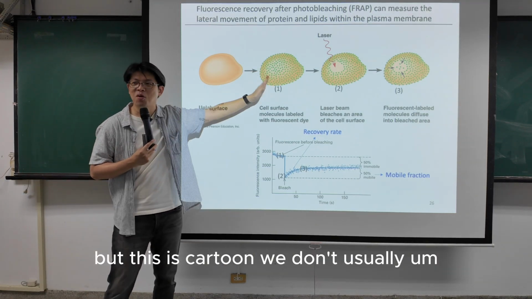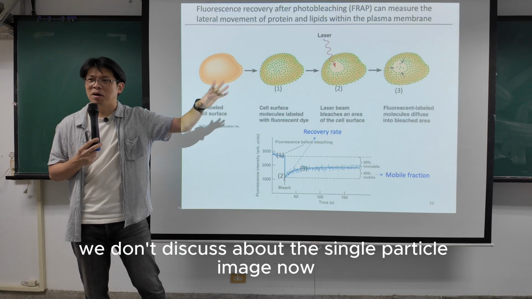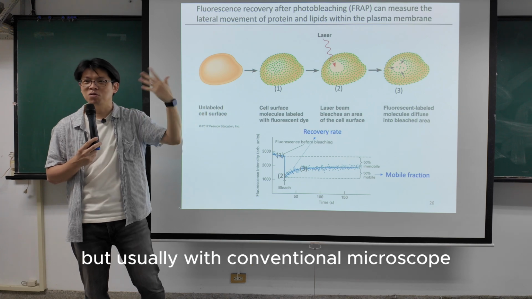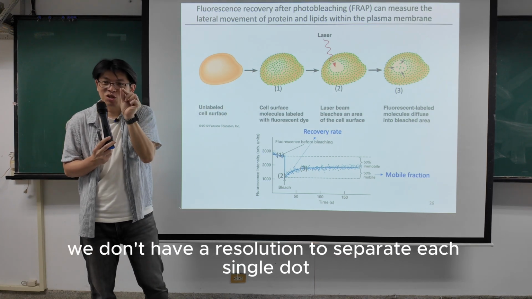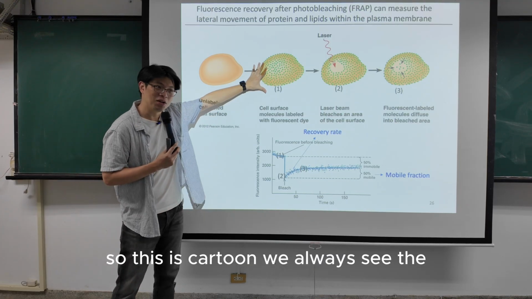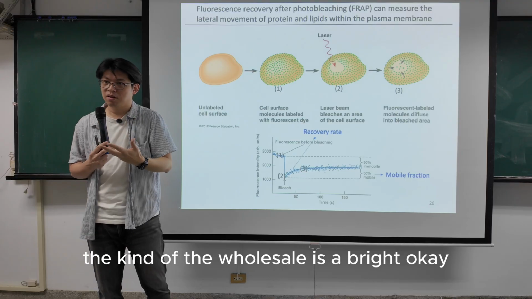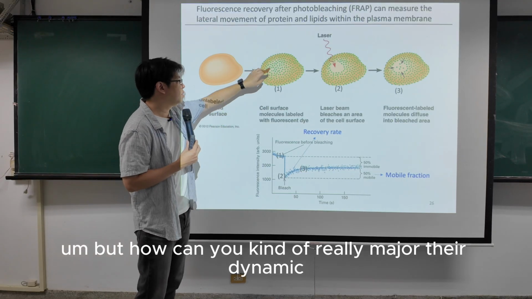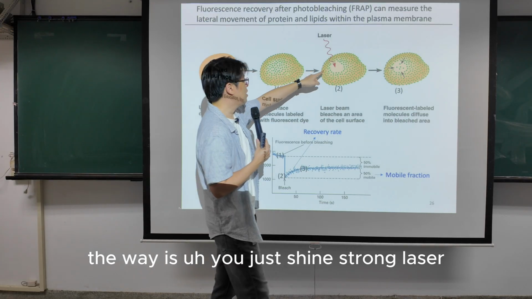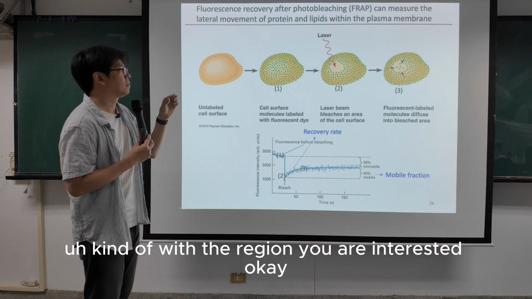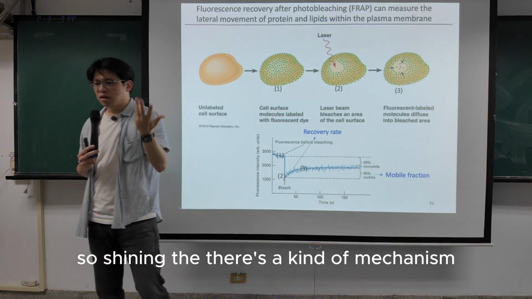But this is a cartoon. We don't discuss single particle imaging now, but with conventional microscopy, we don't have the resolution to separate each single dot. So this is a cartoon. We always see the whole cell is bright, okay? But how can you really measure their dynamics? The way is you shine a strong laser on the region you are interested in, okay?